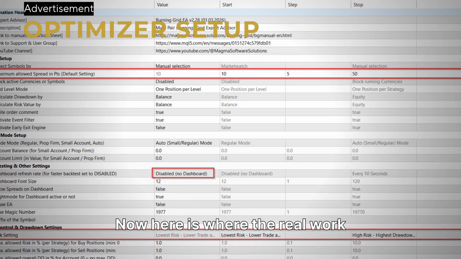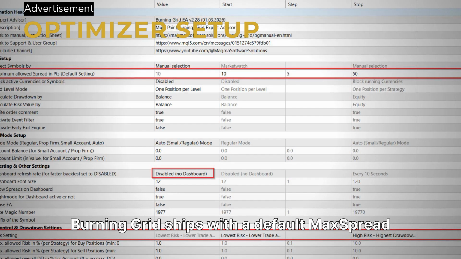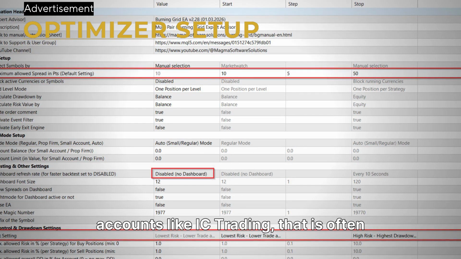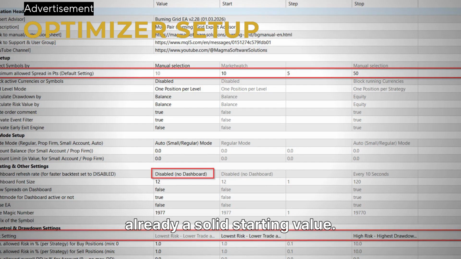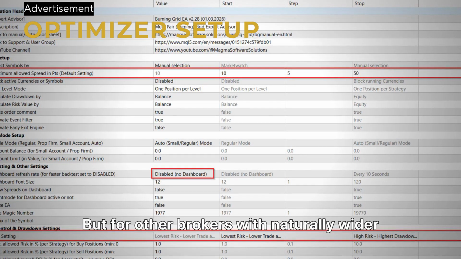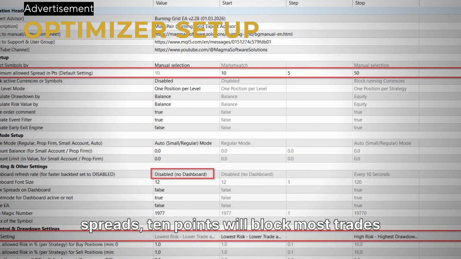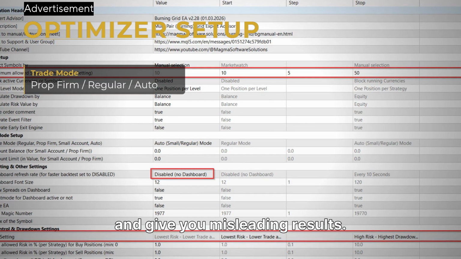Now here is where the real work happens. Burning Grid ships with a default max spread of 10 points, and for raw spread accounts like IC Trading, that is often already a solid starting value. But for other brokers with naturally wider spreads, 10 points will block most trades and give you misleading results.